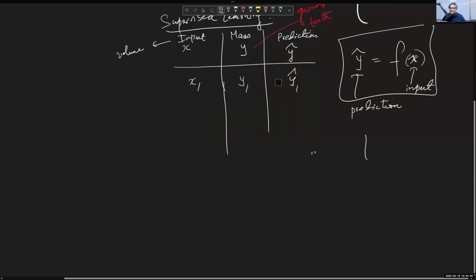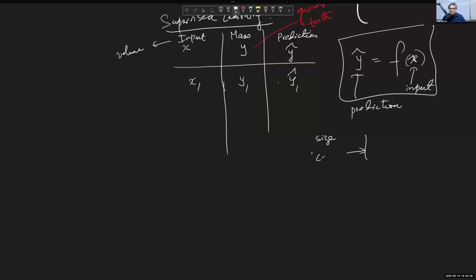So input goes in, size, color. I tell you these two things, right? And you have a box. The box produces a guess, an estimate, a prediction, y hat, which is the mass of the stone. Does this make sense, guys? Now I can compare that mass with the ground truth because I happen to have weighed the stone.